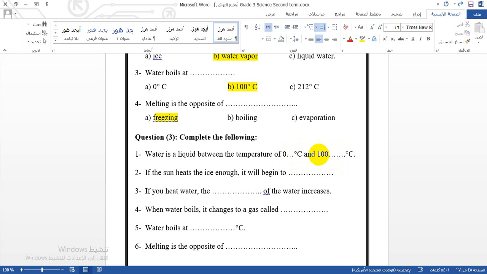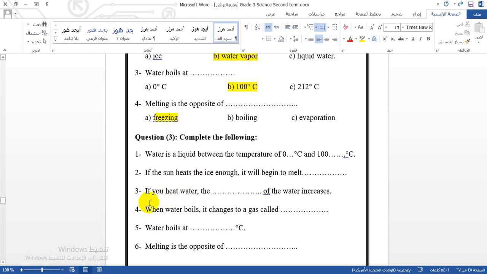Okay, number 2. If the sun heats the ice enough, it will change to what exactly? Like the example of the Iceman. So what will happen, guys? If the sun heats the ice enough, will it evaporate or melt? To melt, okay guys. It begins to melt.